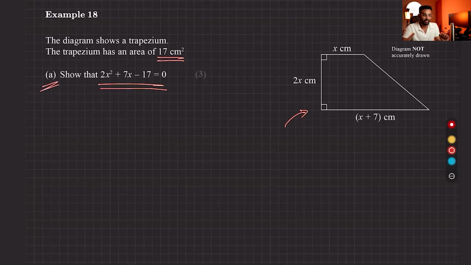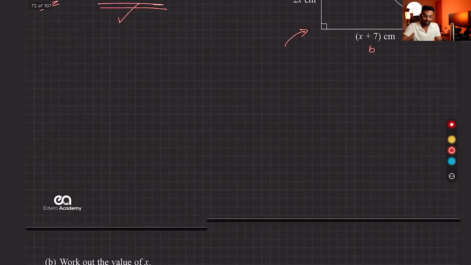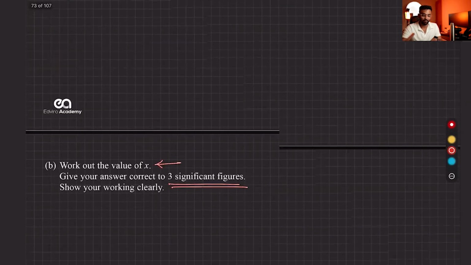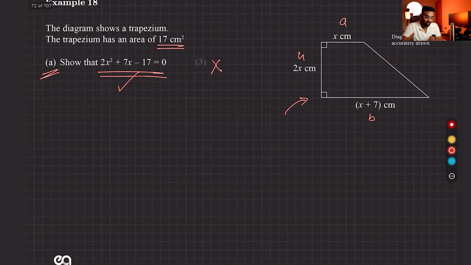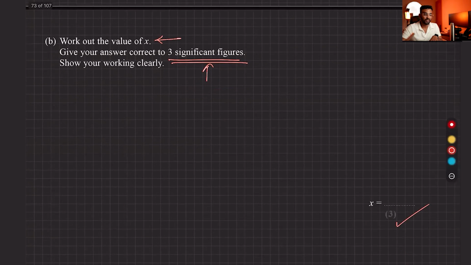That's part A. So we will use the formula and replace this as A, H, and B. And once you have formed this, it will ask you, work out the value of x to three significant figures. Now, here is the beauty of this question. In case you didn't get this part, which is 3 marks, you can still solve this given equation for part B and get these 3 marks. Do you get me, everyone?